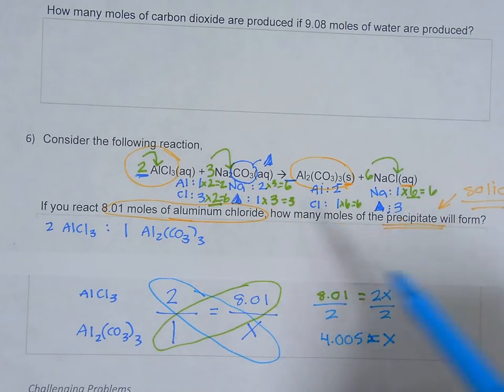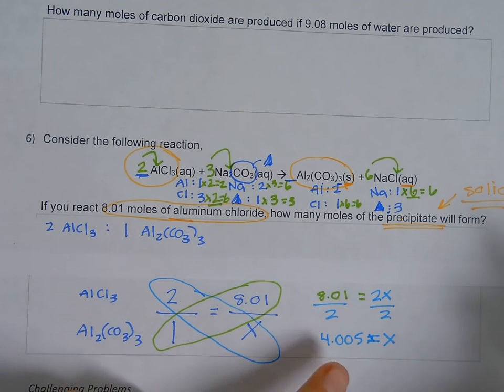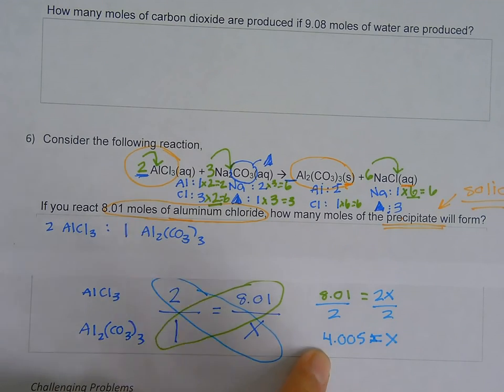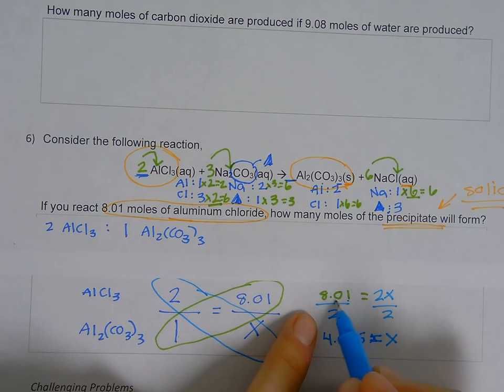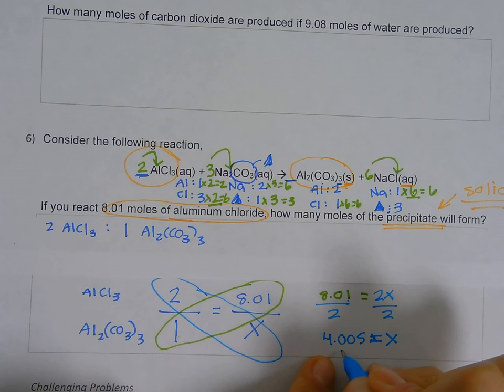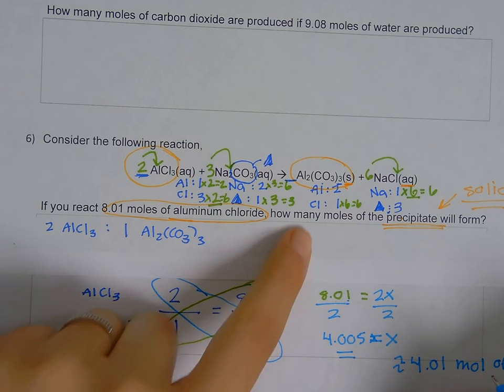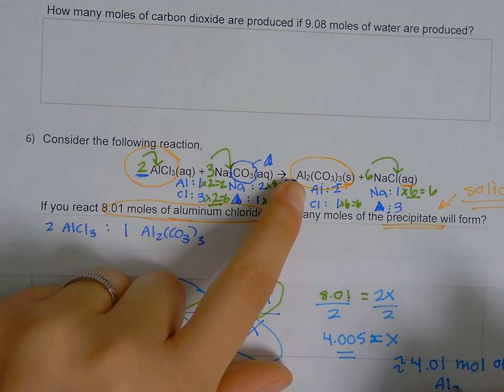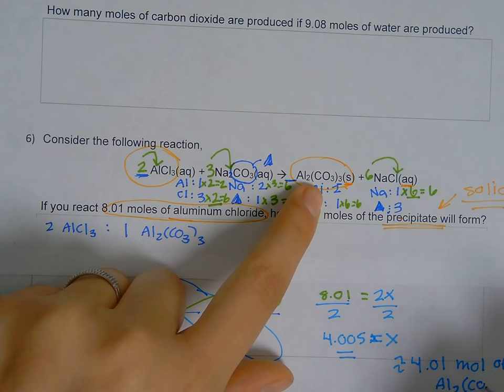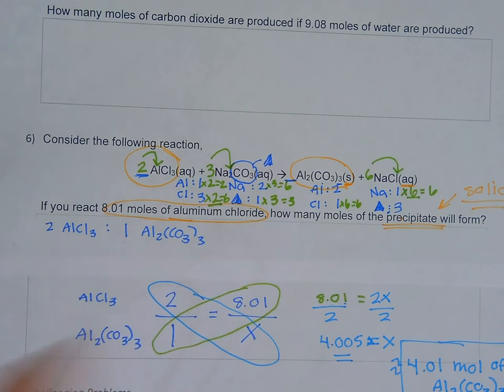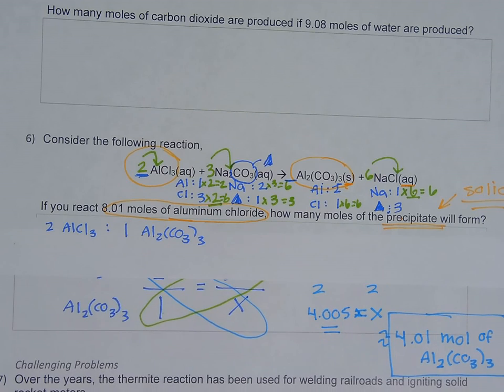They don't tell me to round to anything, so I can just leave it as this, or I can round it up to 2 decimal places like this one was. So I might do that. I'm just going to leave 2 decimal places, which means that this is approximately equal to 4.01 moles of precipitate, which is Al2(CO3)3. And that is my answer. Oh, there it is. That's my answer.